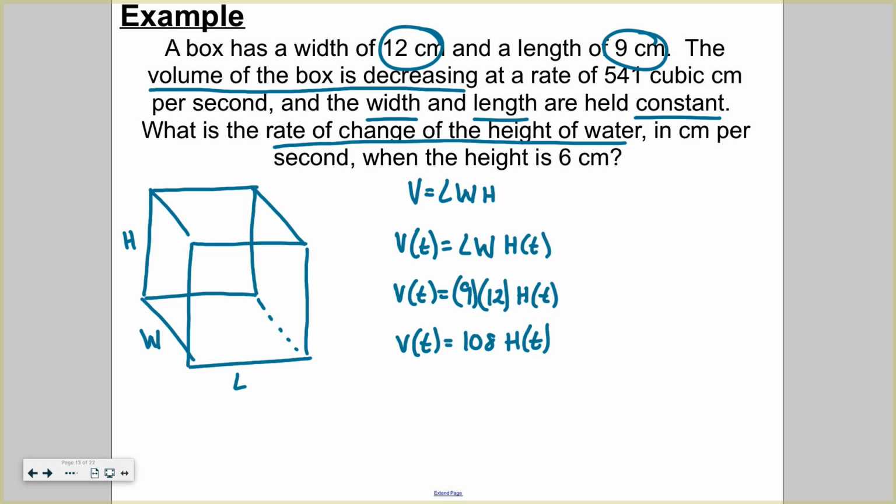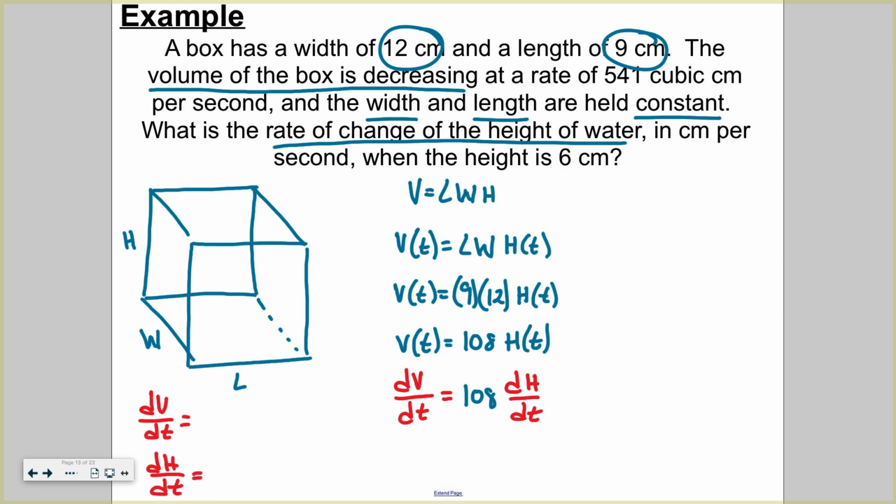So now that we have our formula, then we can just take the derivative of both sides and solve for the remaining variable. So we're going to get dv over dt, the change in volume with respect to time, is going to equal, remember that coefficient stays the same, and we multiply it by the derivative, so dh over dt. So now we only have two variables here, dv over dt and dh over dt.